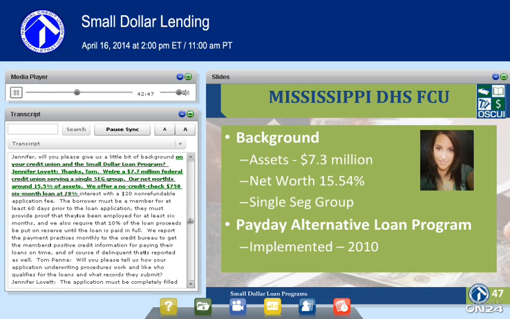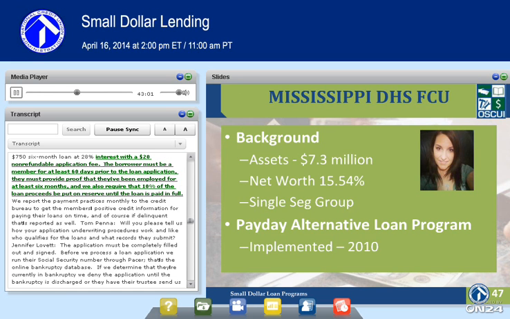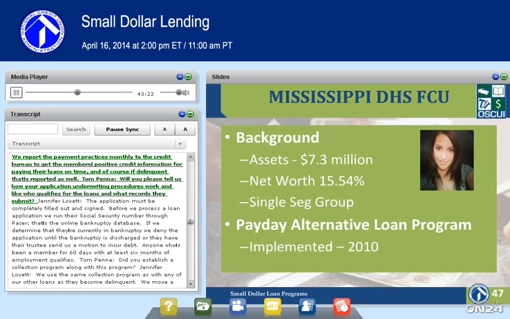Thanks, Tom. We're a $7.7 million federal credit union serving a single select group. Our net worth is around 15.5% of assets. We offer no credit checks, $750 6-month loans at 28% interest with a $20 non-refundable application fee. The borrower must be a member for at least 60 days prior to the loan application. They must provide proof that they've been employed for at least 6 months. And we also require that 10% of the loan proceeds be put on reserve until the loan is paid in full. We report the payment practices monthly to the credit bureau to give the members positive credit information for paying their loans timely. And, of course, if delinquent, that's reported as well.